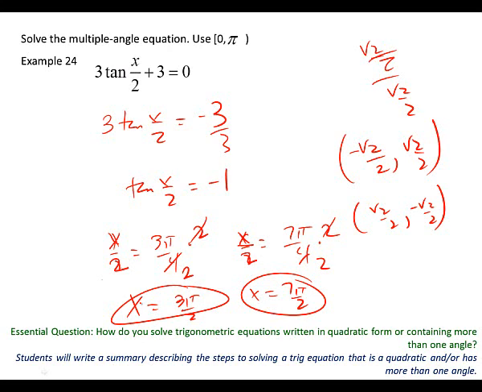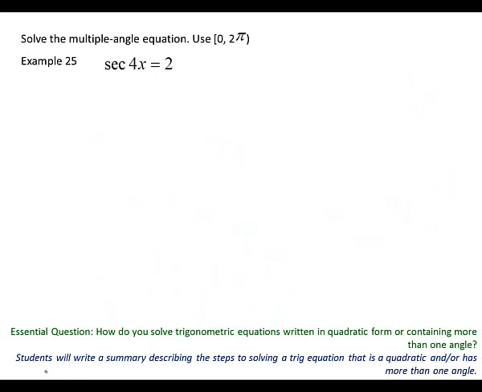All right, I don't know why I saved the easiest one for last, but apparently we did. All right, so I can't find secant on my unit circle, but what can I find on my unit circle? Cosine. So really I'm going to do the cosine of 4x equals what? 1/2, right? I got to flip the reciprocal.